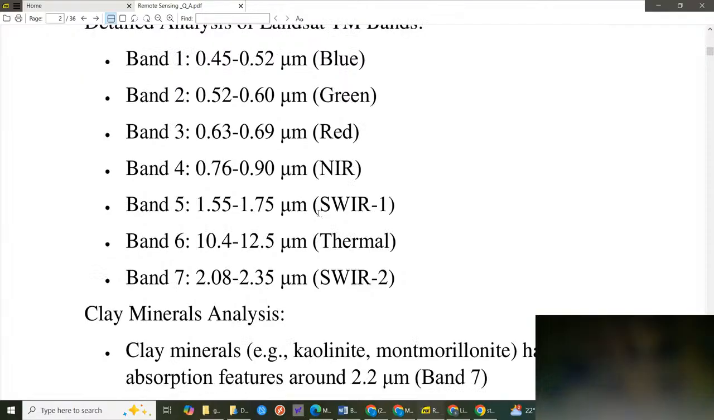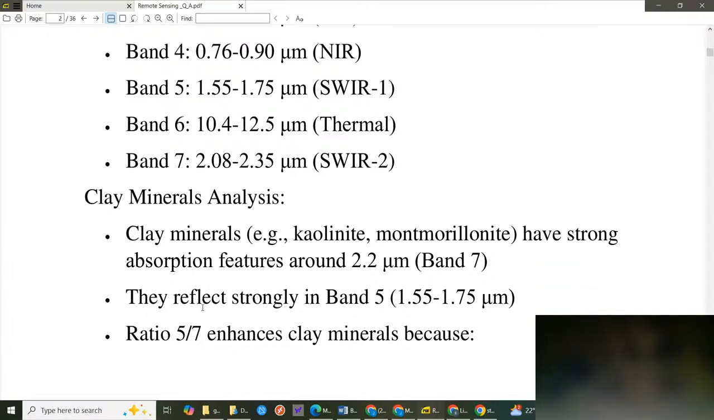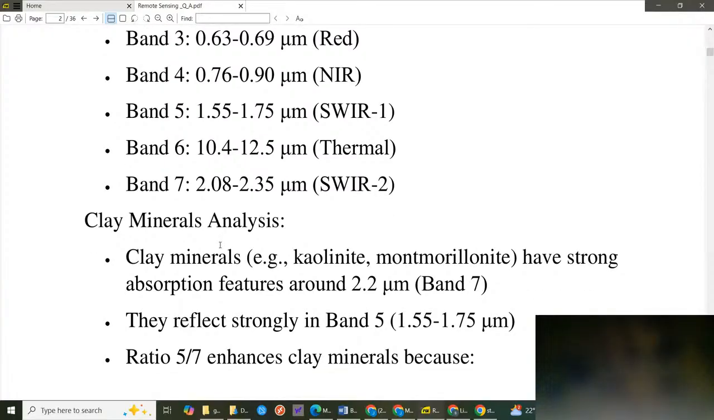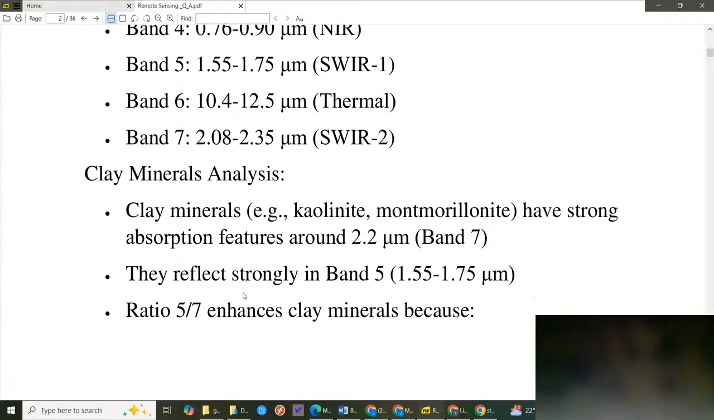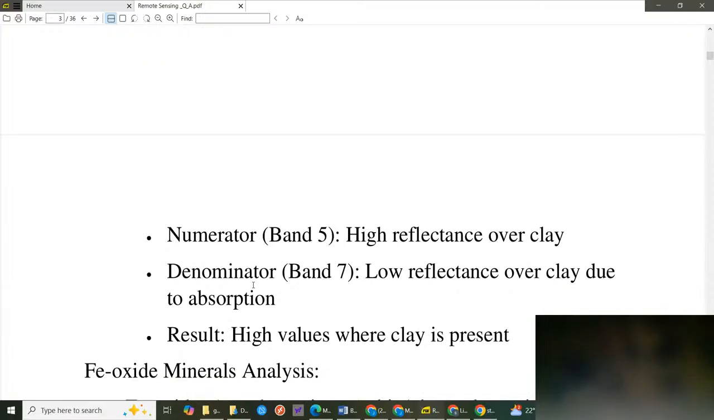In the case of clay minerals, for example kaolinite and montmorillonite, they have strong absorption features around 2.2 micrometer, and that is band 7. And they reflect strongly in band 5, that is 1.5 to 1.7. So a ratio of 5 by 7 enhances clay minerals, because the numerator, band 5, has high reflectance over clay, and the denominator, band 7, has low reflectance over clay due to absorption, resulting in high values where clay is present.